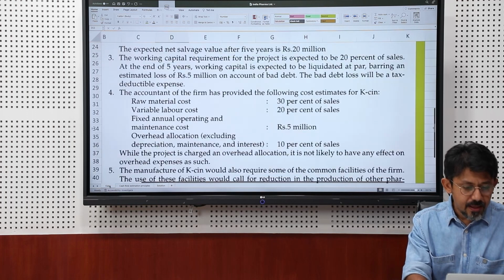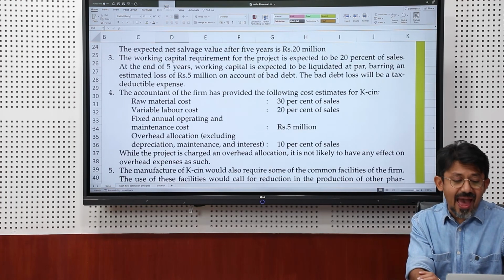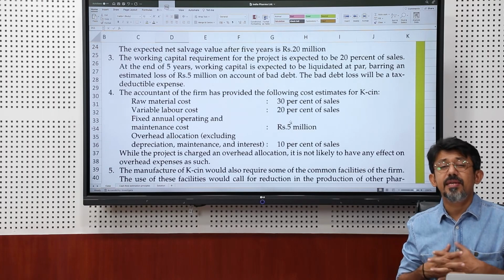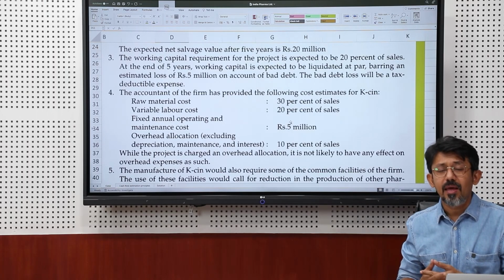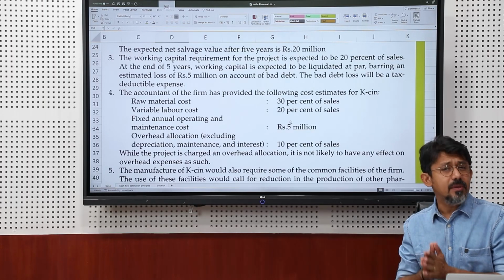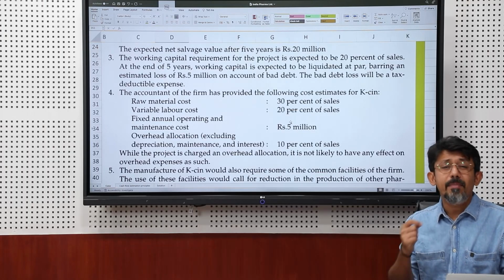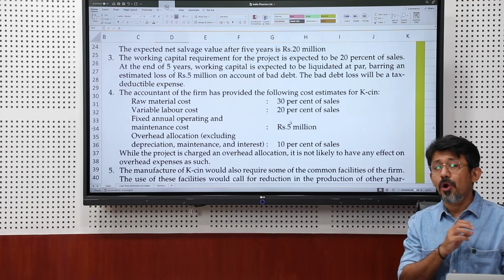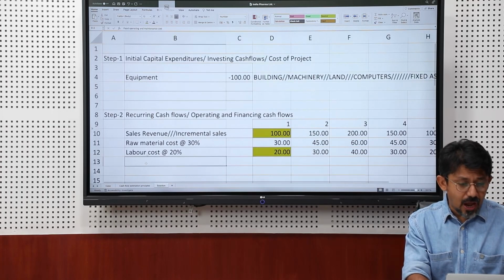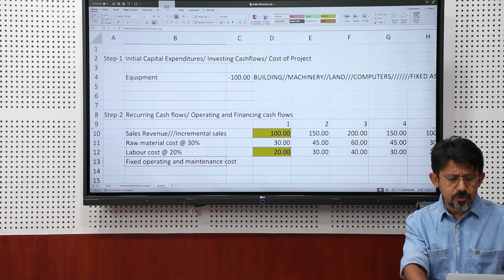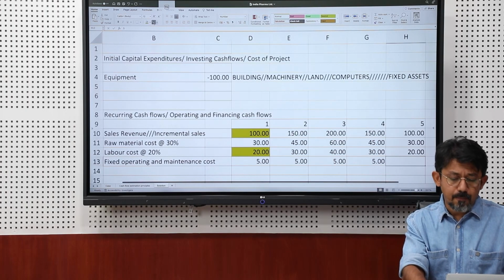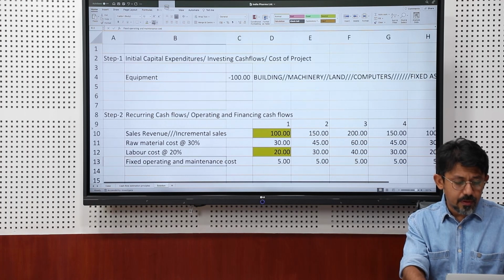Then point 4 says fixed annual operating and maintenance cost is 5 million. Now, clearly this is an additional 5 million that I am incurring as a result of KSIN manufacturing, and hence even if 5 million is a fixed cost, it is an incremental fixed cost, and hence I will not ignore it, I will consider it, and I say that it is a cash outflow, fixed operating and maintenance cost 5 million every year up to year 5, right.